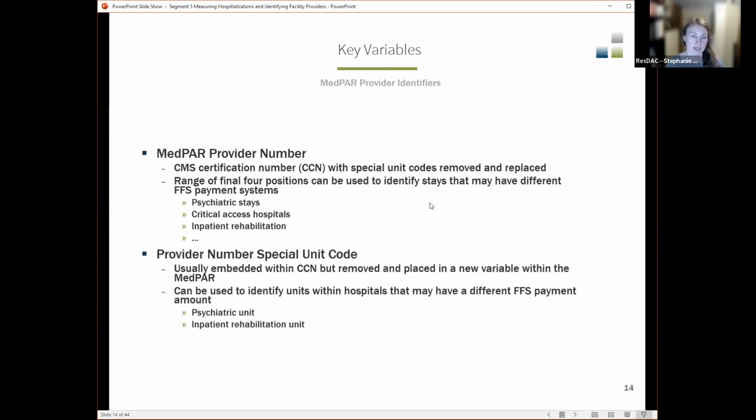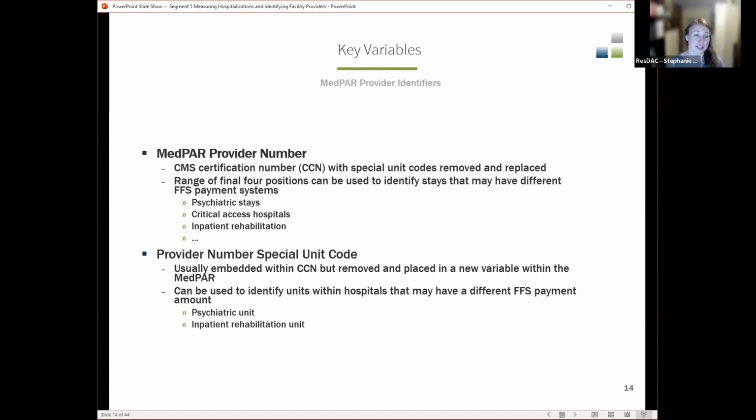Now, if you're interested in studying providers, the MedPAR provider number that's provided on the MedPAR takes the CMS certification number. Some people were talking about that earlier, and removes the special unit code and brings it out into a separate variable. The CCN is really useful for understanding who's getting paid because it has information embedded within it, which lets you see what kind of care is being provided. Let me go on to the next slide to be a little more clear about what the CCN is and what the provider special unit codes are.